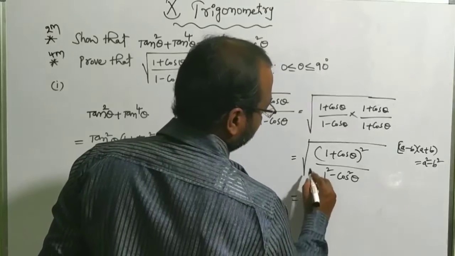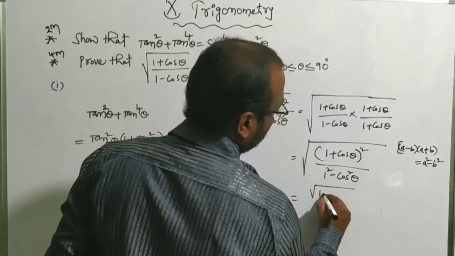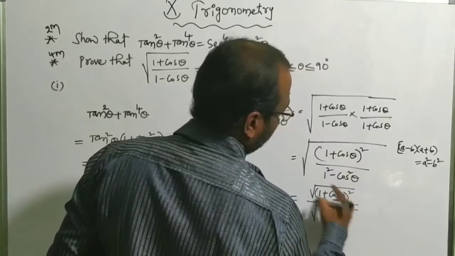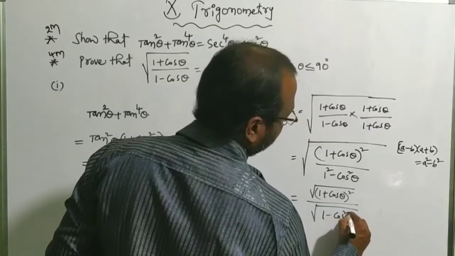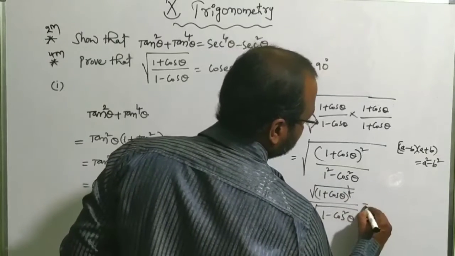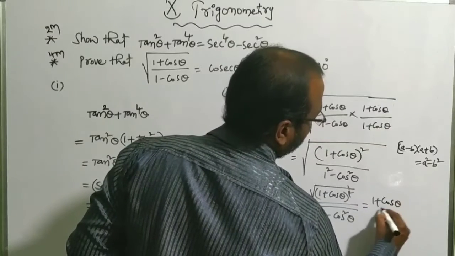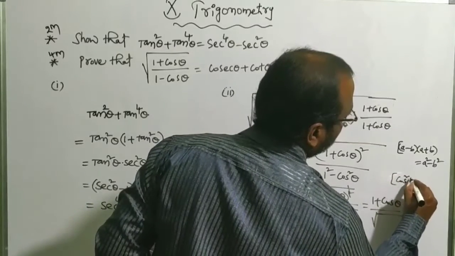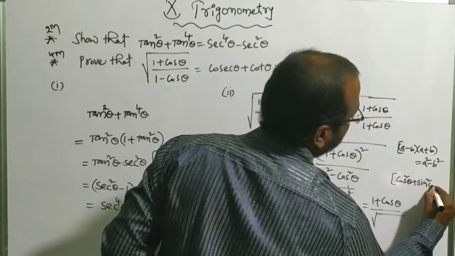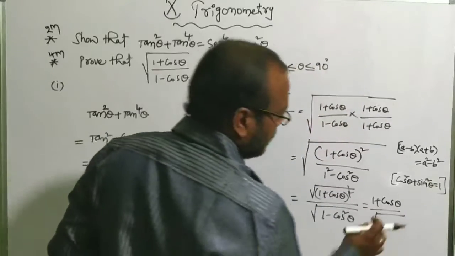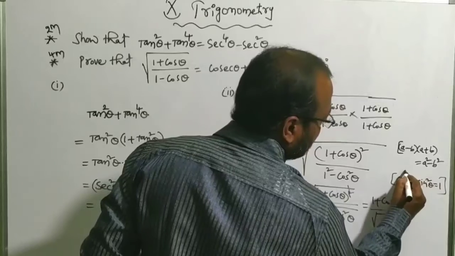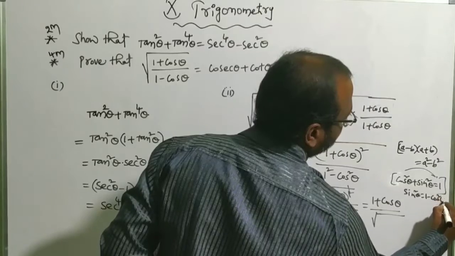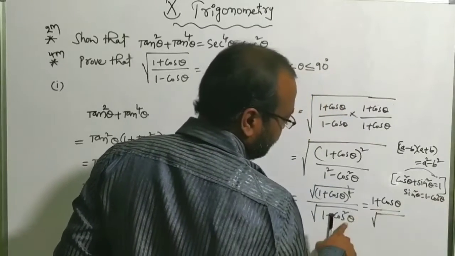Now we can write this as root of (1 plus cos theta) whole square by root of 1 square, which is 1, minus cos square theta. So 1 minus cos square theta. The square root gets cancelled here. We get 1 plus cos theta by under root of 1 minus cos square theta. We have the form cos square theta plus sin square theta is equal to 1. This is the first identity. So we want only sin square theta. If you take this cos square theta to the right part, what we can get here? Sin square theta is equal to 1 minus cos square theta. So in the place of 1 minus cos square theta, simply we will replace sin square theta.